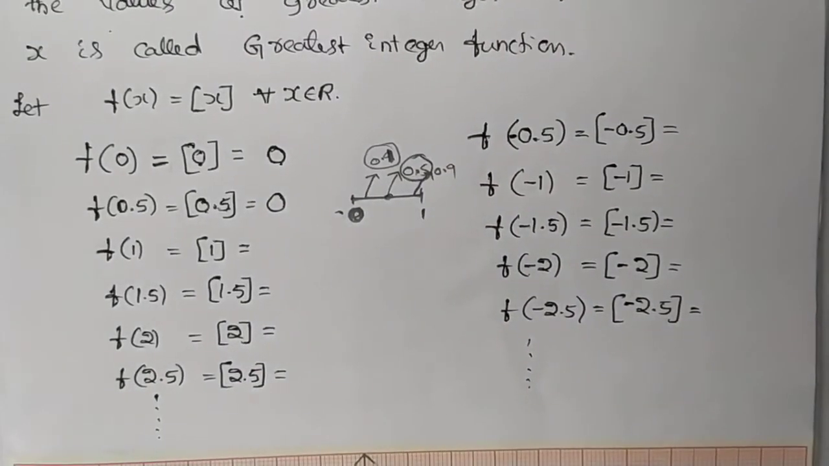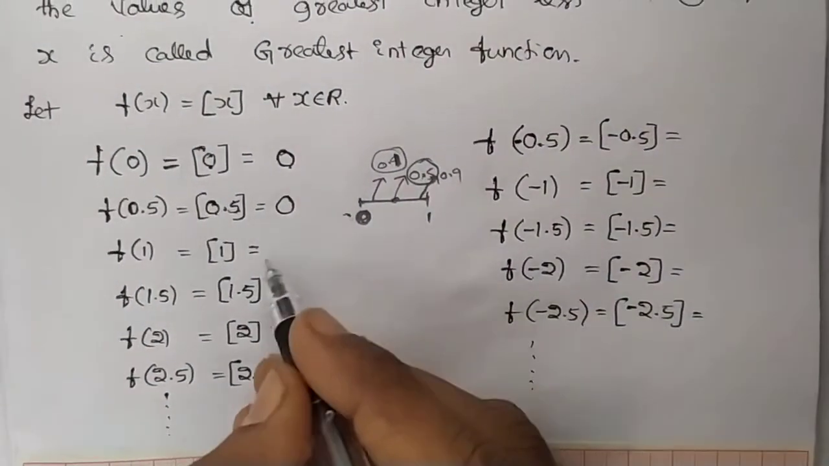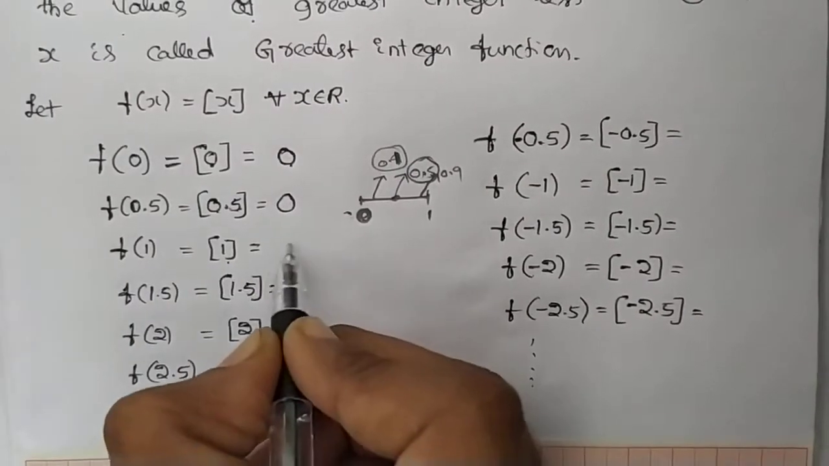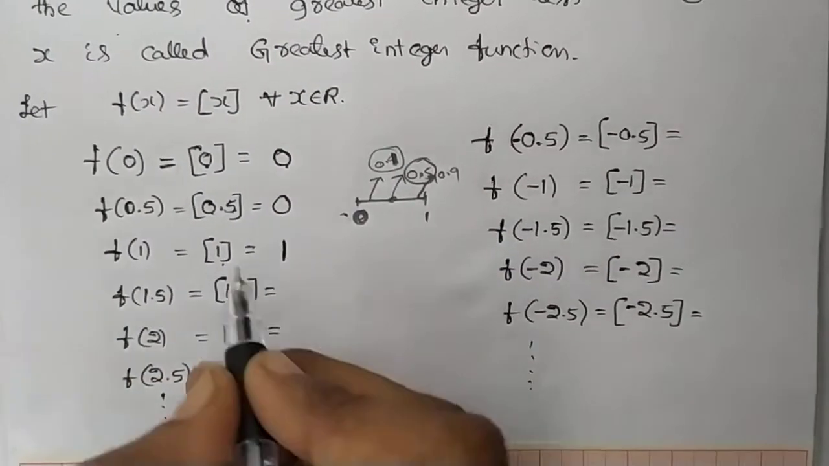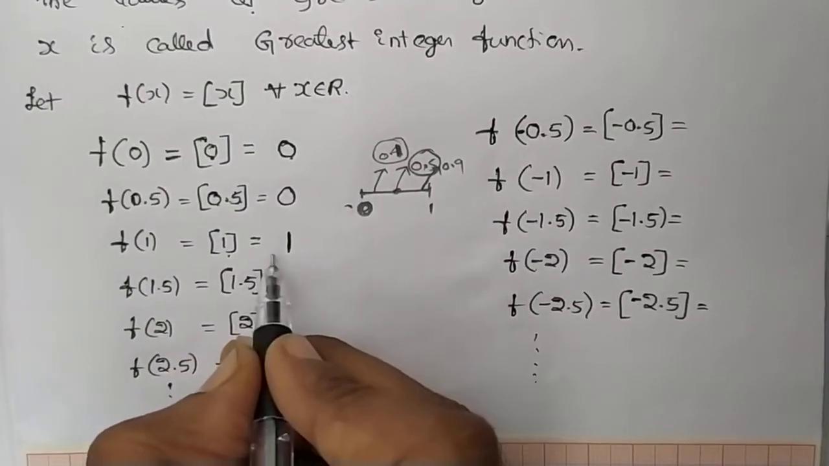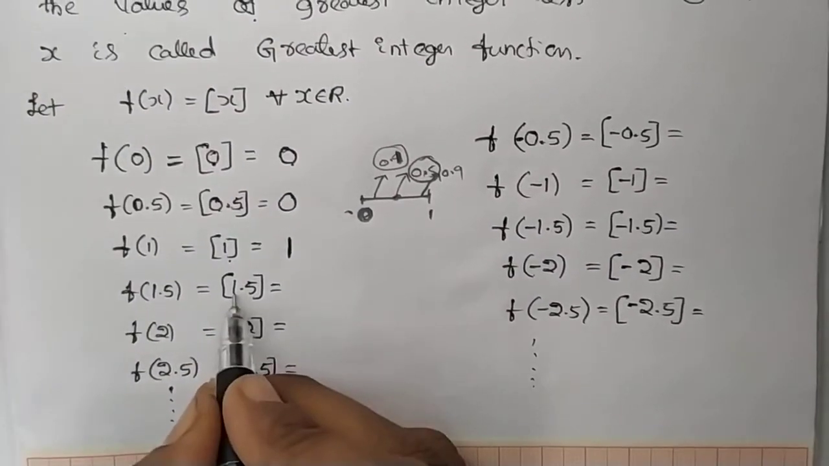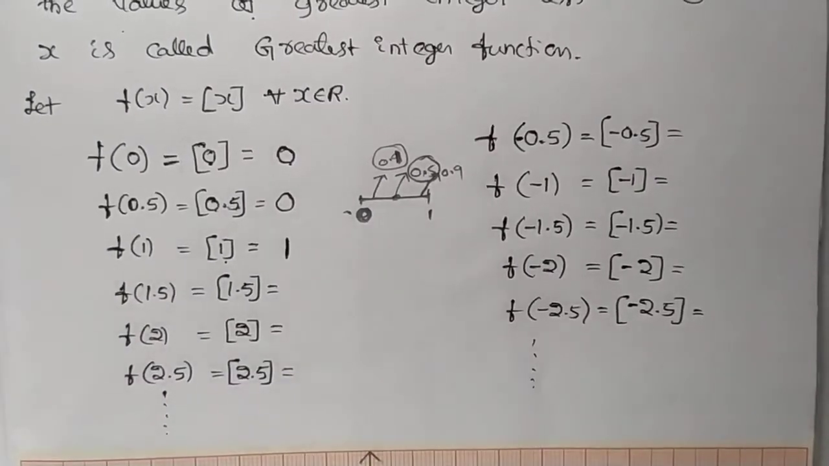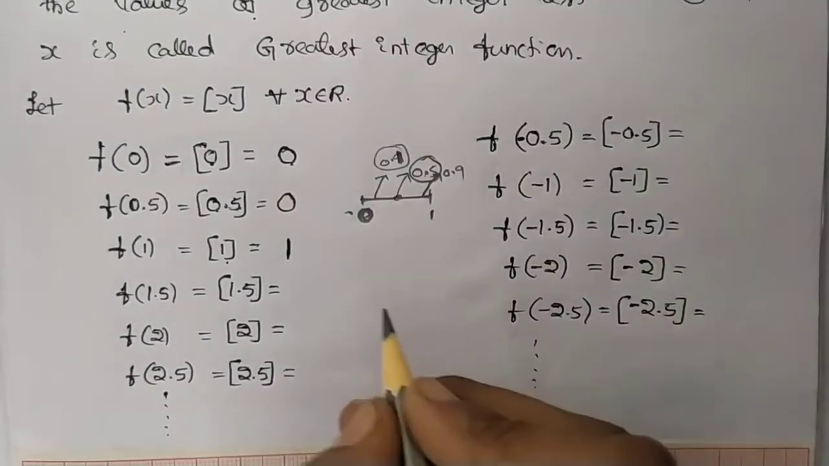Now, what about 1? Now, we move on to 1. The greatest integer for 1 will be 1 only. The greatest integer for 1.5, the greatest integer for the value 1.5, we just take a number line.